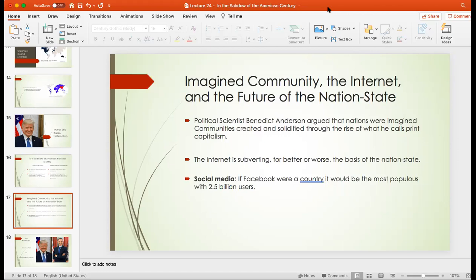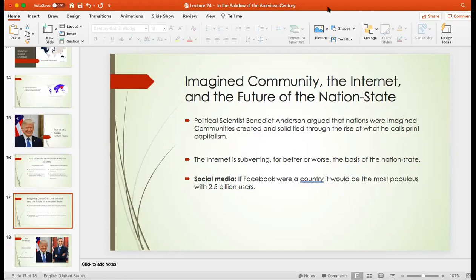The internet, social media, YouTube, all these things are fracturing that. So the effect that this will have on the nation state could be potentially profound. I mean, if Facebook were a country, it would have 2.5 billion users. And this is far more profound than simply people talking to each other, but how you can seek out like-minded people on the other side of the world, which on the one hand has a certain utopian quality to it, but on the other hand could lead to the fracturing of the nation state for better or worse, depending on how you think of it.